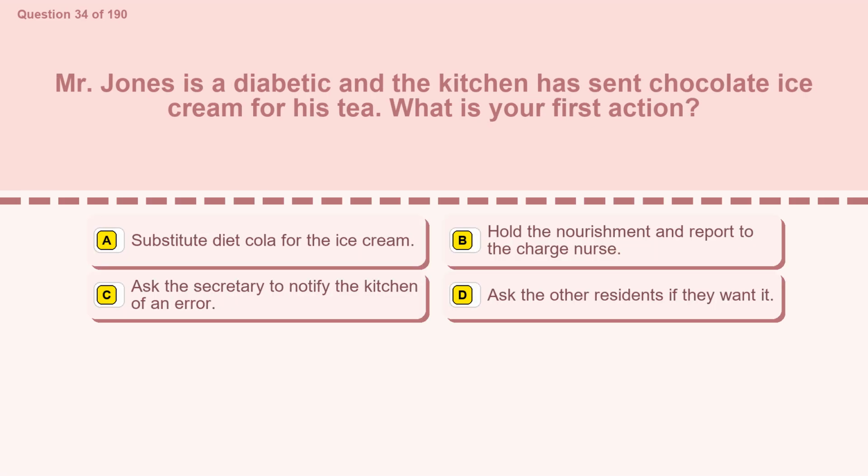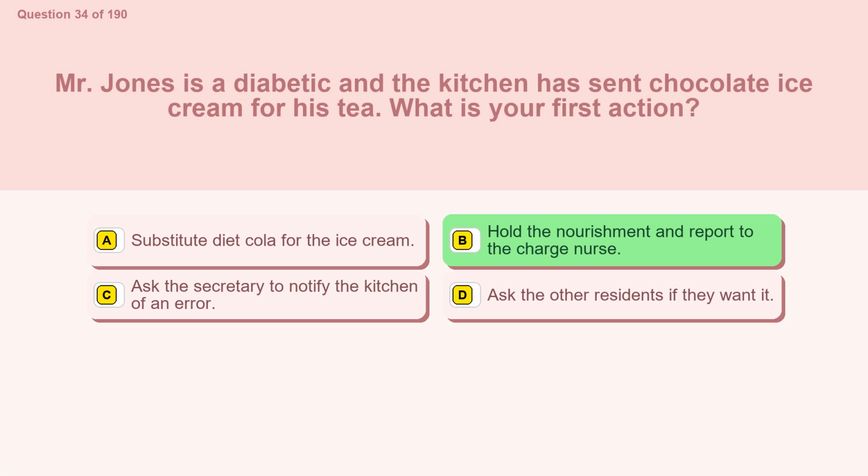Question 34. Mr. Jones is a diabetic and the kitchen has sent chocolate ice cream for his tea. What is your first action? Option A. Substitute Diet Cola for the ice cream. Option B. Hold the nourishment and report to the charge nurse. Option C. Ask the secretary to notify the kitchen of an error. Option D. Ask the other residents if they want it.